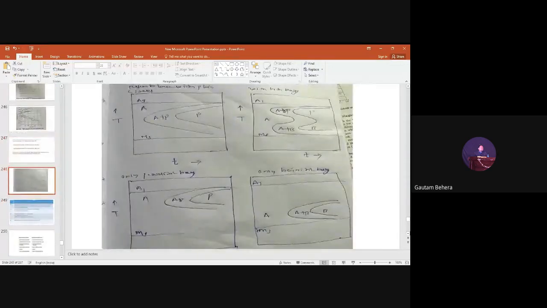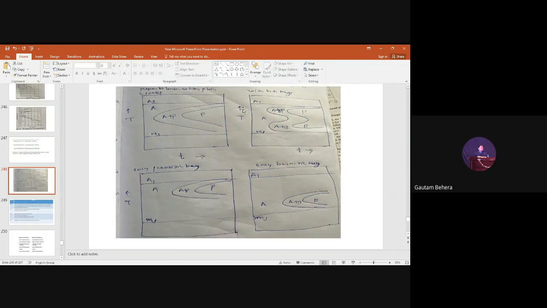So we can have 4 types of curves or 4 types of TTT diagram for alloy steels. You can see this is figure 1, this is figure 2, this is figure 3, and this is figure 4. These 4 types of TTT diagram can be obtained depending upon the conditions, whether it is low alloy steel or high alloy steel, or some specific alloy steels.